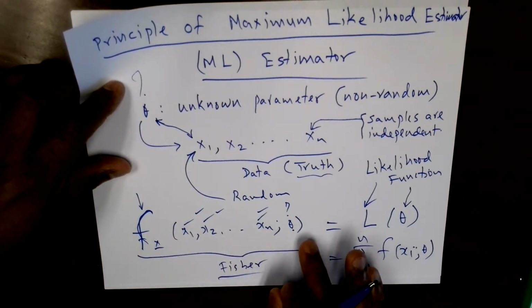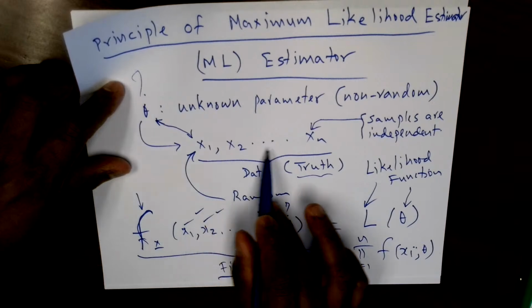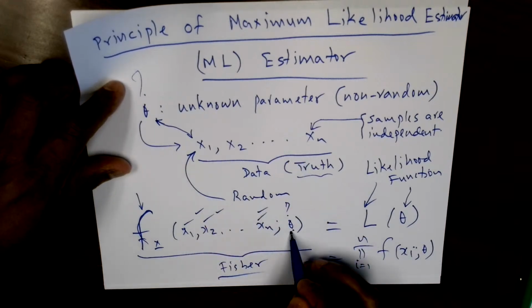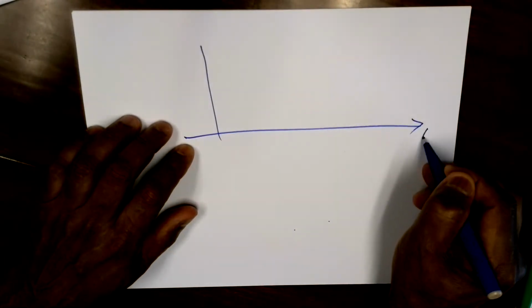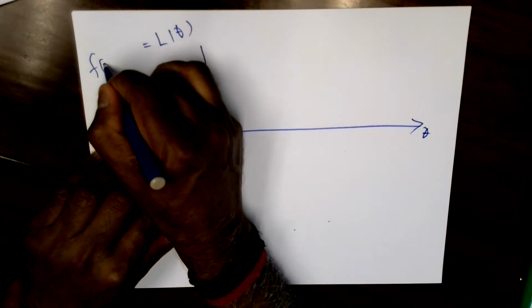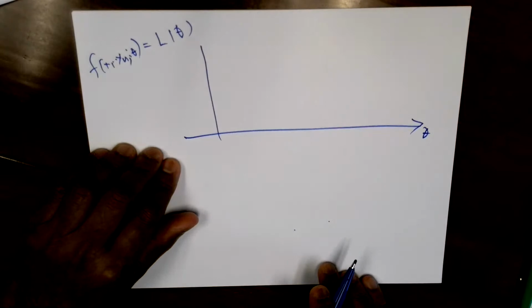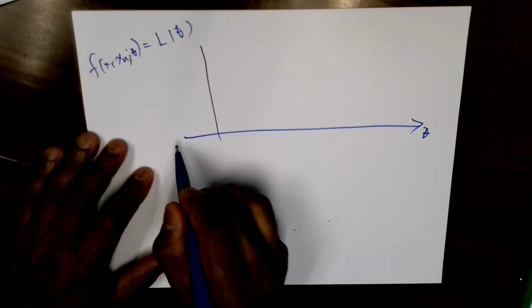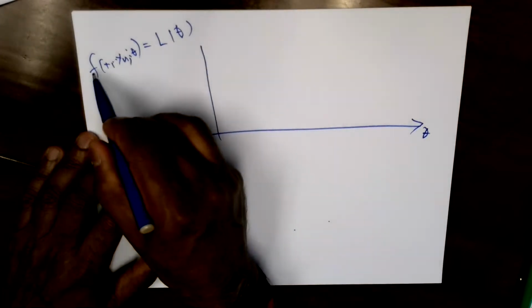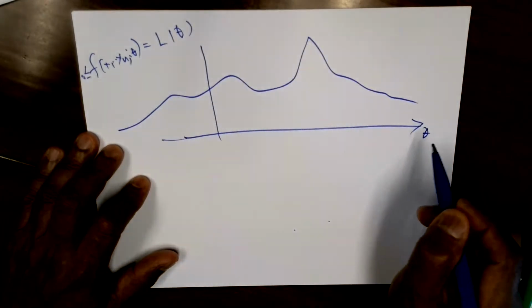So I can plot this as a function of the xi's and theta, but the xi's in this case are given because we have just made the measurements. So there's only one unknown parameter, that is theta. So I can plot this density function in terms of theta, and of course it's a density function, so it's a non-negative function, so it's to be something like this.